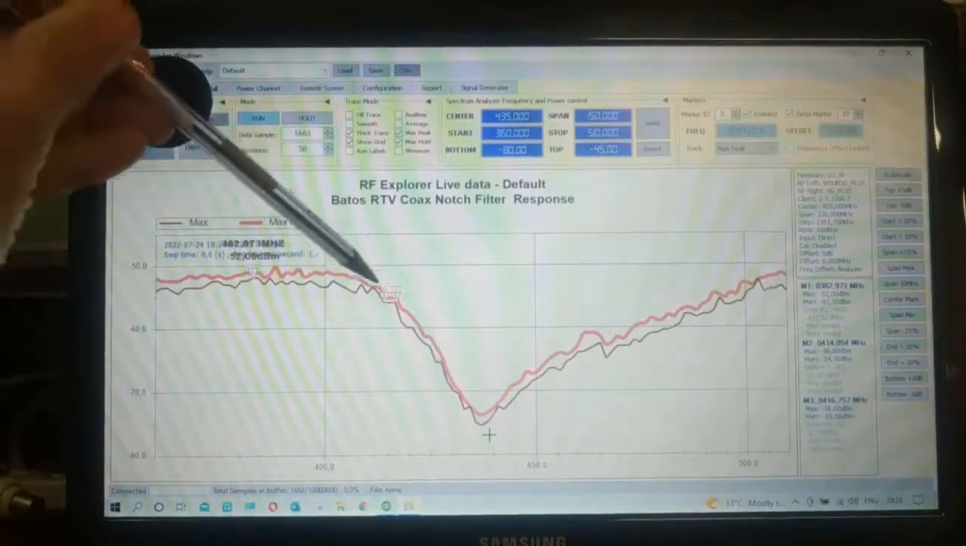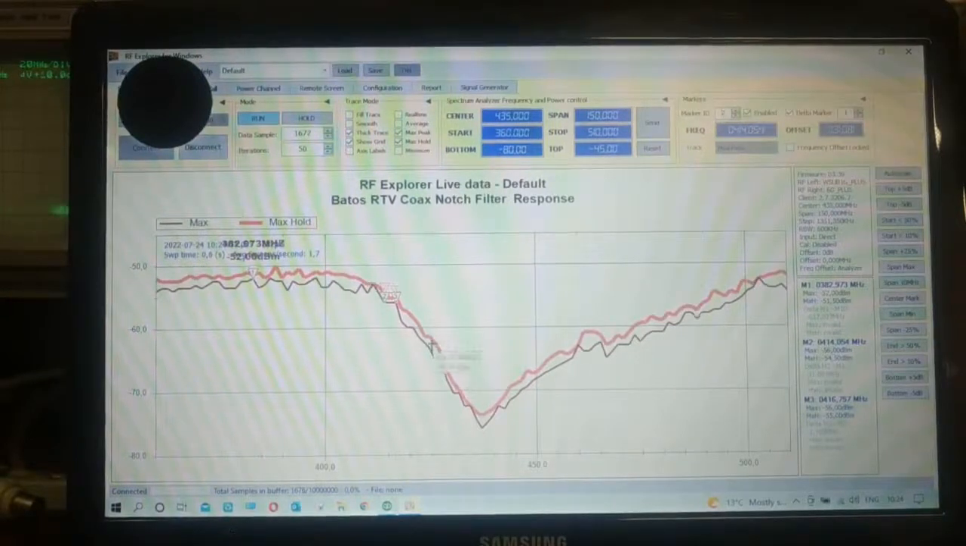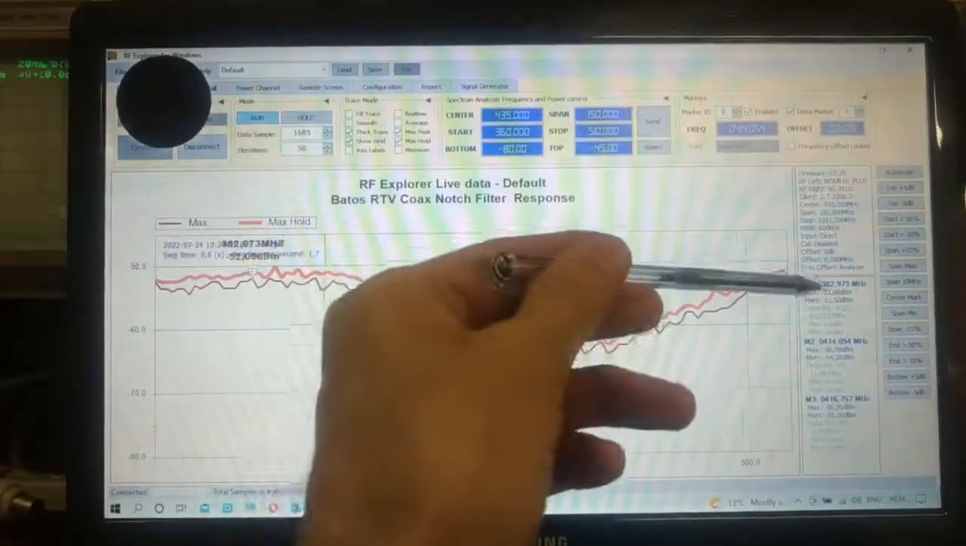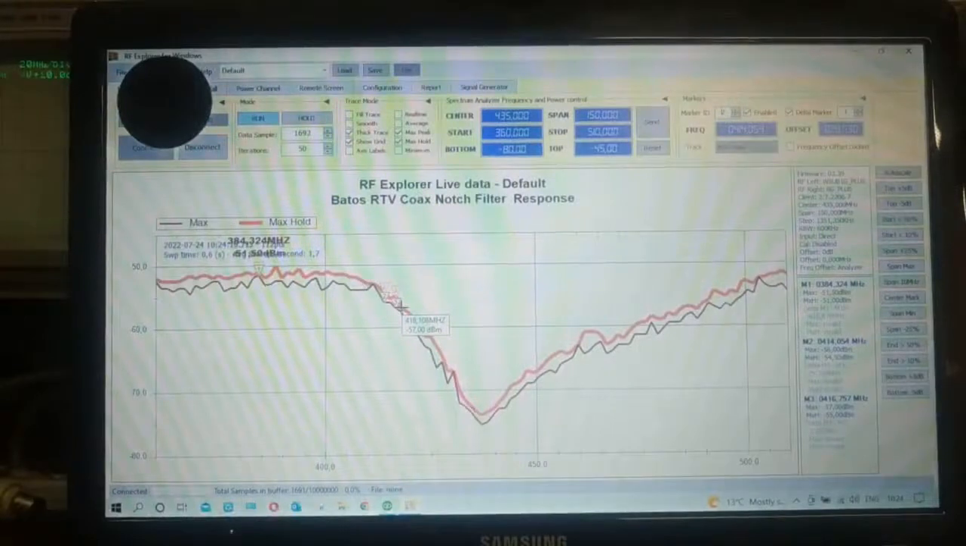Now, I'm just going to put a second marker at approximately minus 3 dB. So if the baseline is minus 52, minus 3 dB would be about minus 54 to 55 dB.